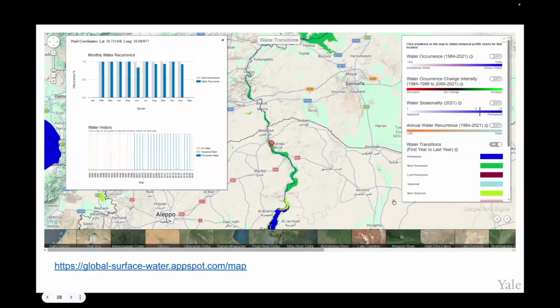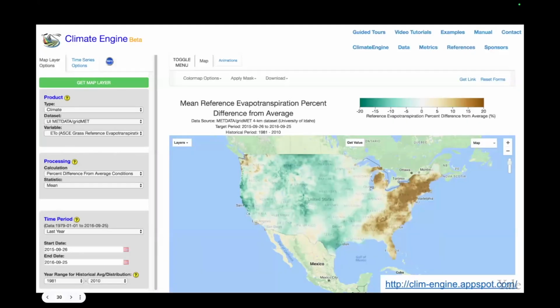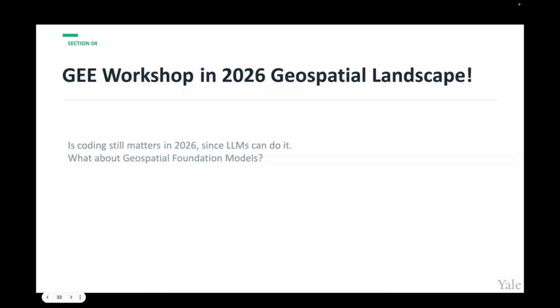These are other examples of apps that were built. They could be more elaborate. This one is looking at surface water, and this one is exploring nightlights. Another example is Climate Engine. This is an example of using an app not just for communicating results. Climate Engine is built on top of Earth Engine as an interactive way of analyzing and downloading climate data without using scripts, without coding.